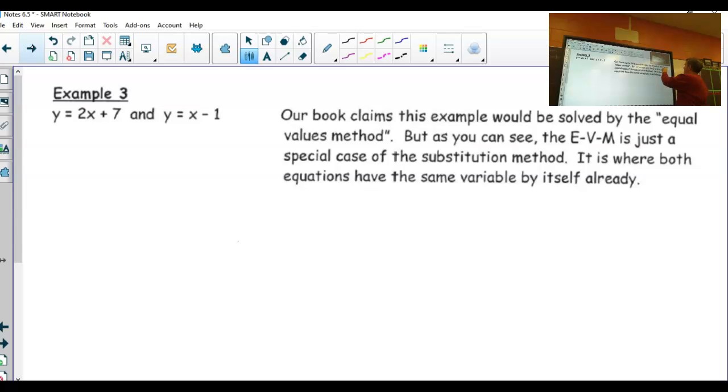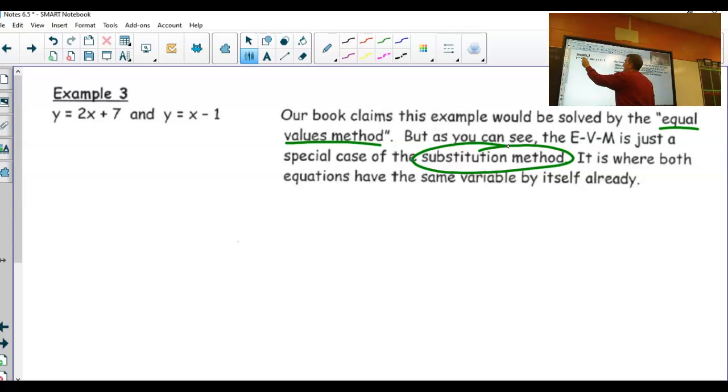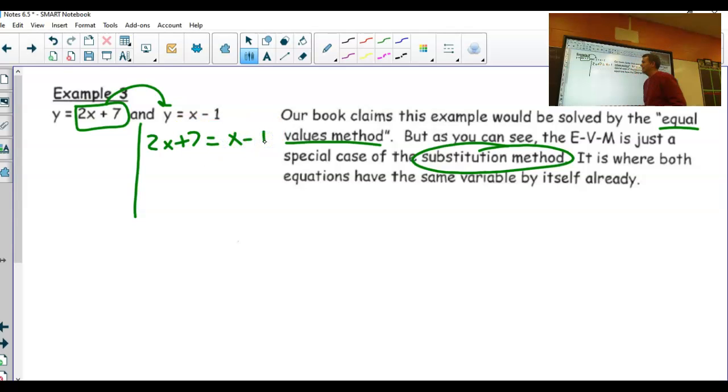And our book calls this the equal values method. But to me, what you're really doing is you're still just doing the substitution method. We're going to take what y equals over here and put it in for y over there. So instead of y equals, we'll have 2x plus 7 equals x minus 1. It's really just the substitution method, but our book calls it the equal values method because these two values are equal to each other because they're both equal to y. I don't feel like we need to finish solving that. I just wanted to point out the equal values method again.